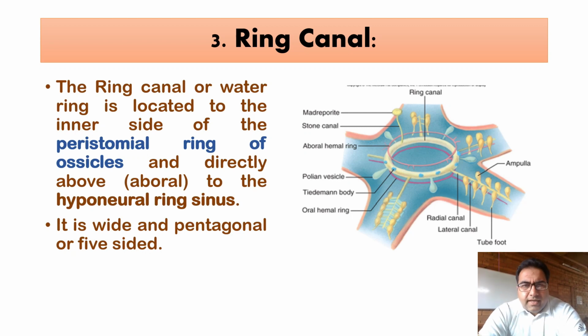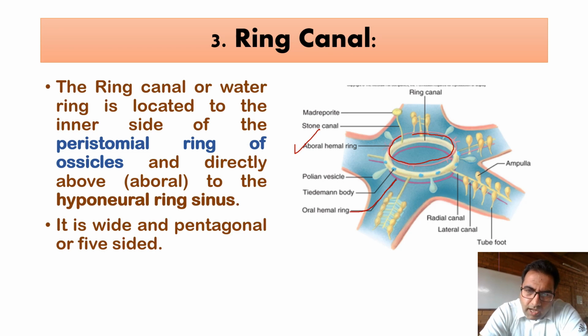So this ring canal, or the water ring, is located on the inner side of the peristomial ring of the ossicles. And directly, as I was telling you, it is directly above the aboral to the hyponeural ring sinus. So what we are seeing here is the aboral hemal ring, and this is the lower one below the ring canal, the oral hemal ring.